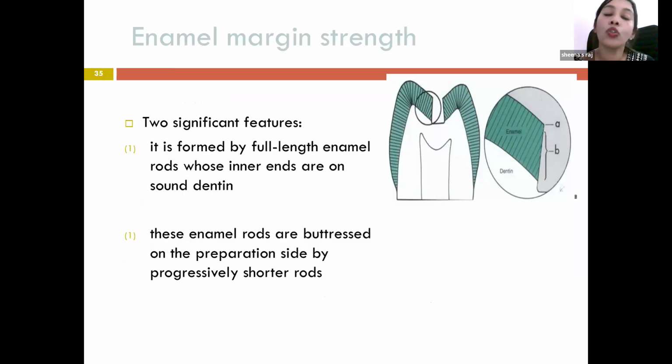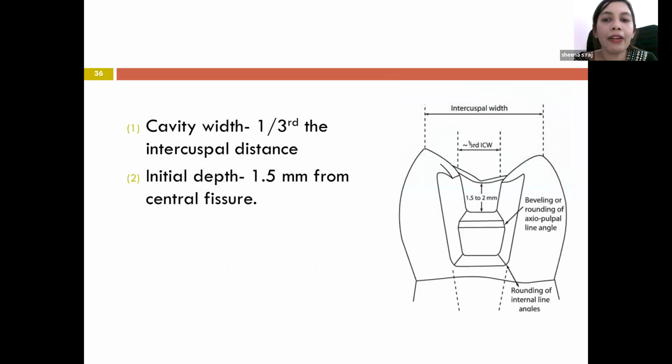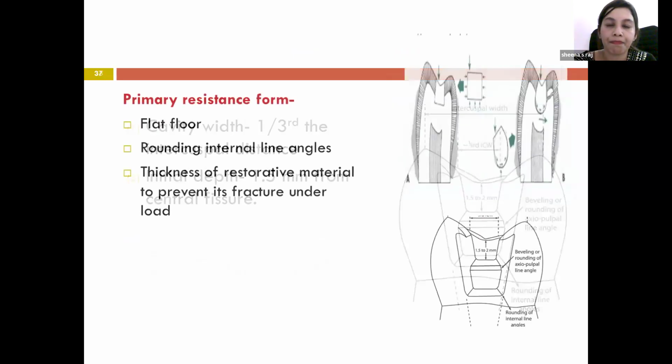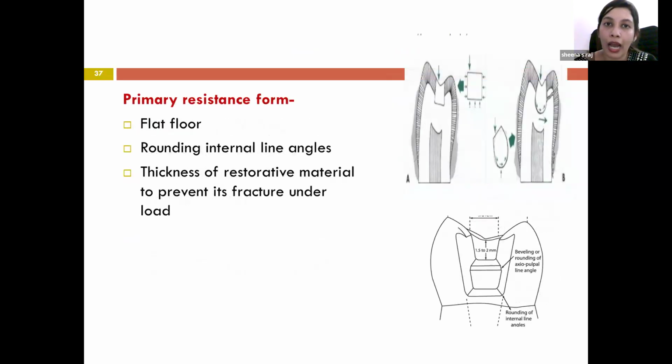Two significant features: it is formed by full-length enamel rods whose inner ends are on sound dentin. Second, these enamel rods are buttressed on the preparation side by progressively shorter rods. These two points you have to write when enamel margin strength is written in the outline form. Similarly, the outline form should have a width. Normally in amalgam, it is 1/4; in the case of cast metal, it is 1/3 the intercuspal distance, and a depth of 1.5 from the central pit. You can see that image. That is all about the outline form you have to write.